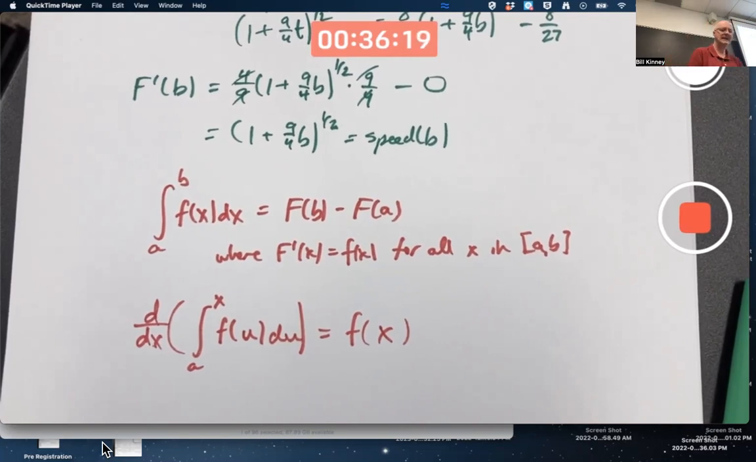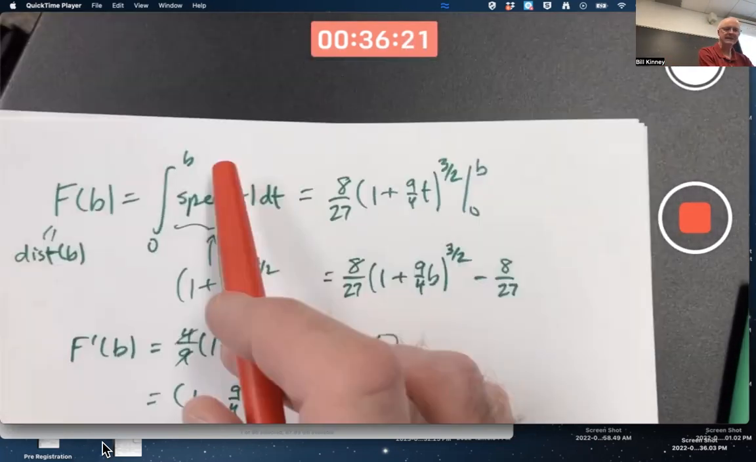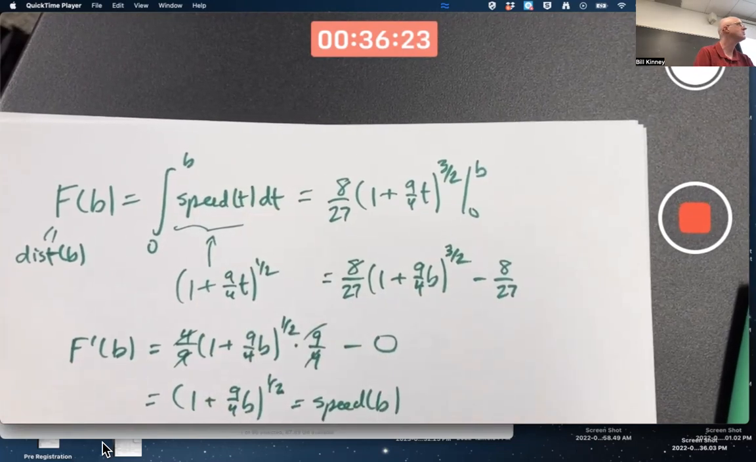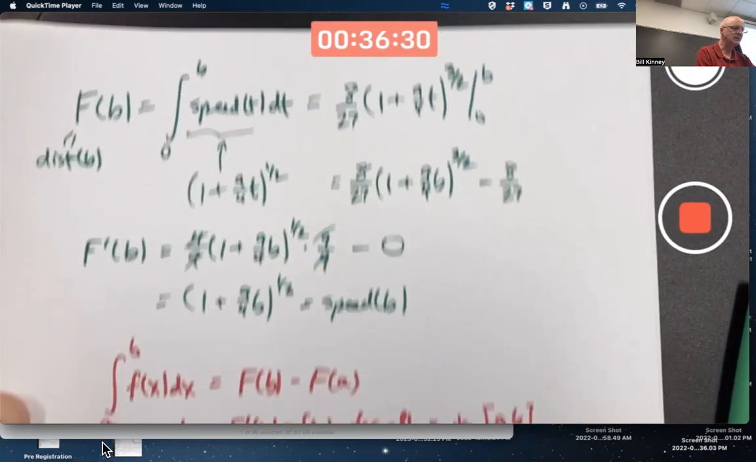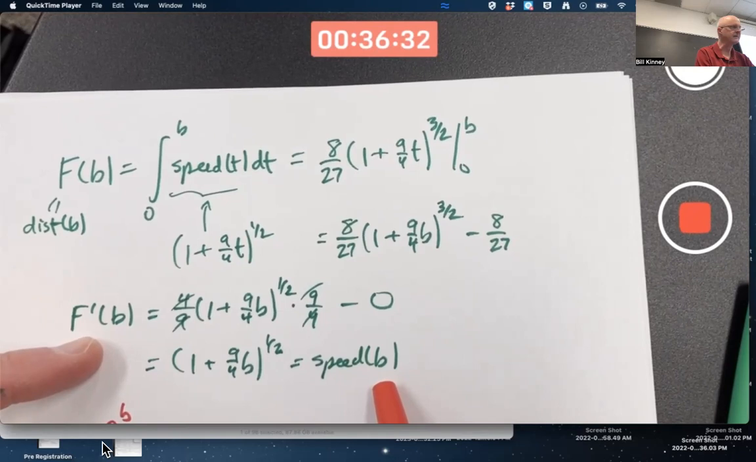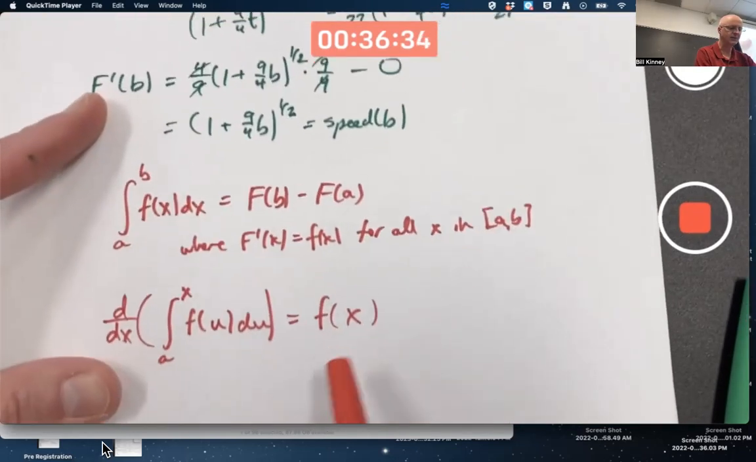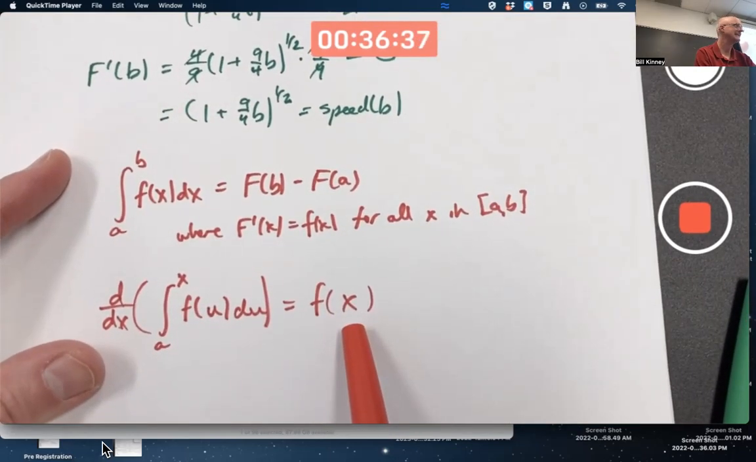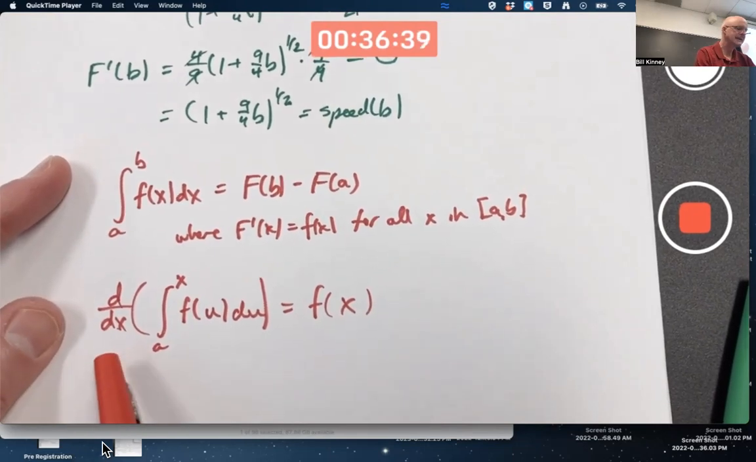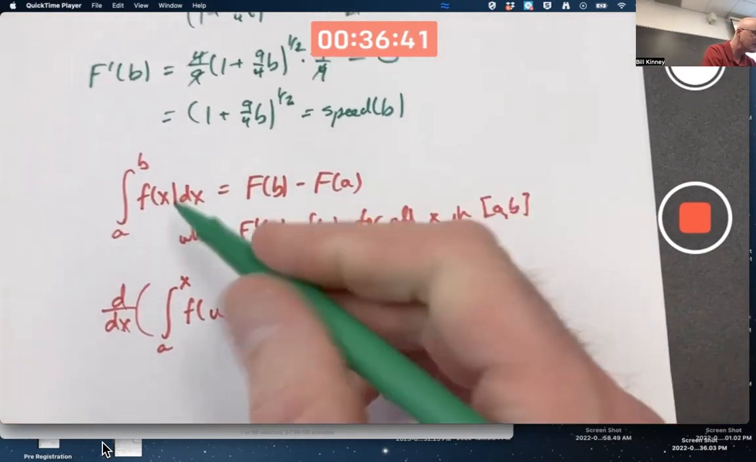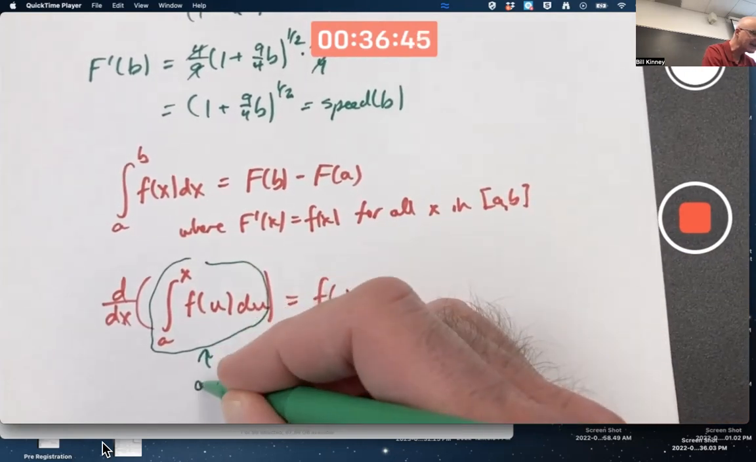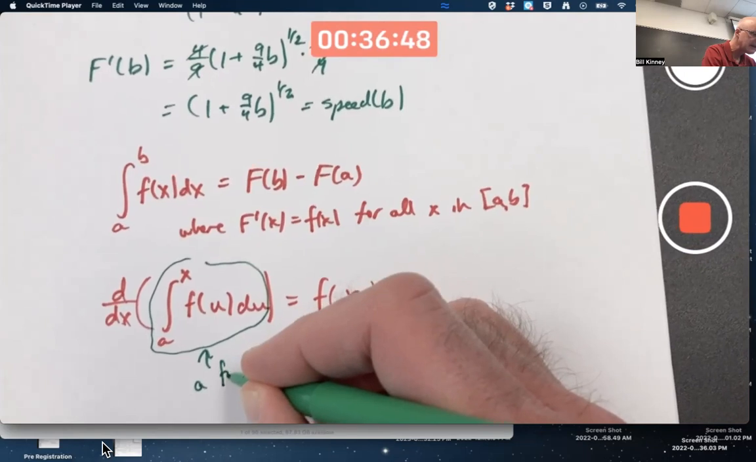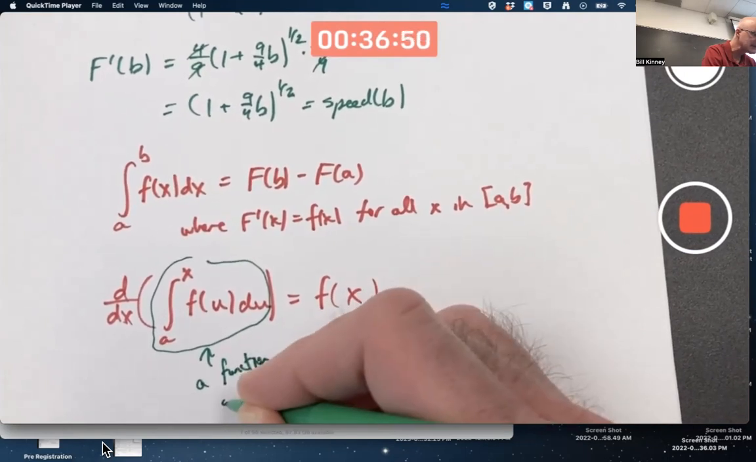In the problem we just did, the b is like the x and the t is like the u. But in the end, you got the derivative to be something involving b. Just like here, the derivative of this has to involve x, because that's the variable I'm differentiating with respect to. This thing that's the integral, where the upper limit is a variable, is a function of x, not u, not a. A function of x.